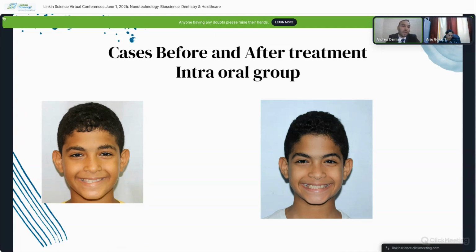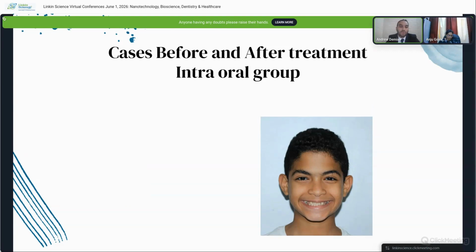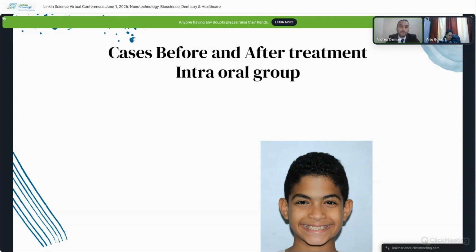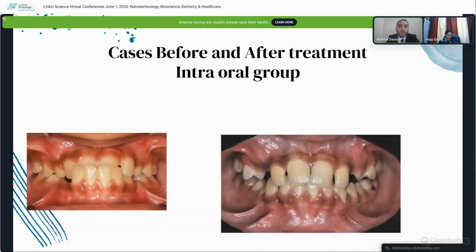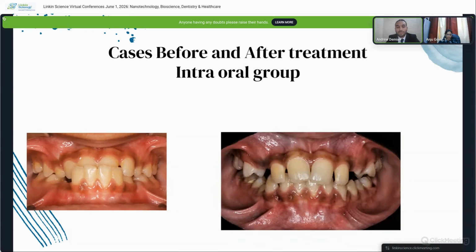These are our cases done in the study. This was before and after treatment for the intraoral group. As you can see here, how much the profile has improved. And of course, intraorally, the problem has been corrected, correcting the reverse overjet, with the same overbite, meaning that we didn't change much in the vertical dimension. This was particularly important because this was the main problem with the face mask earlier.